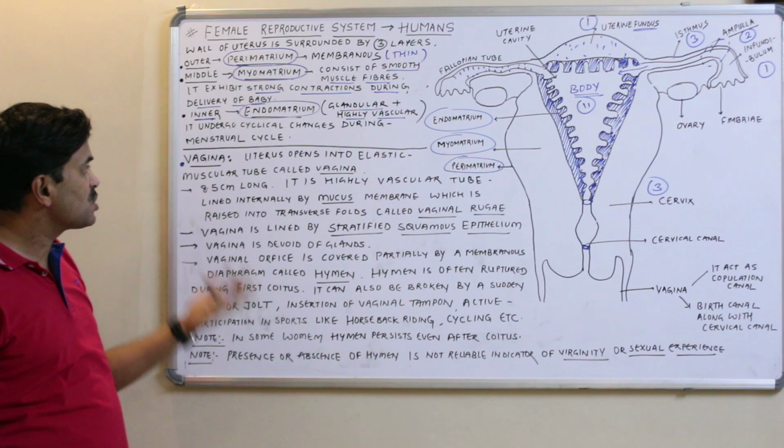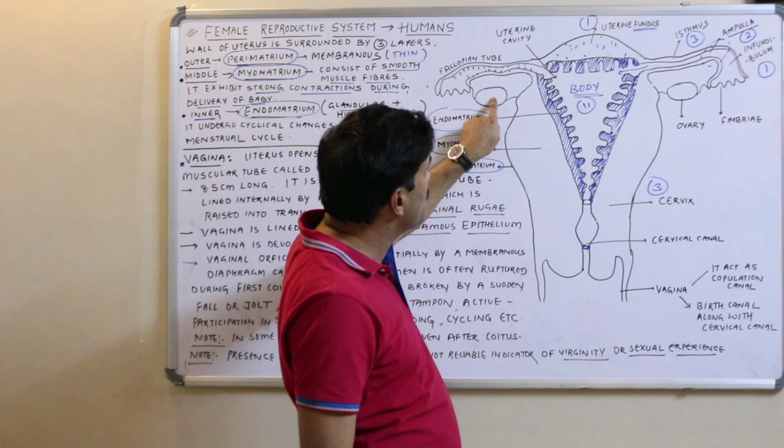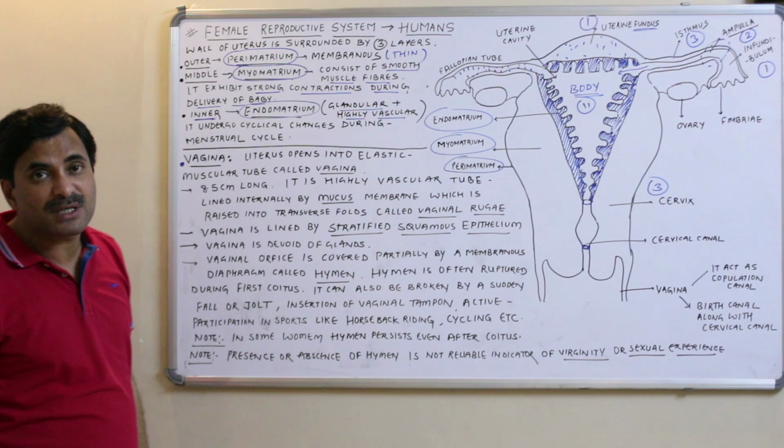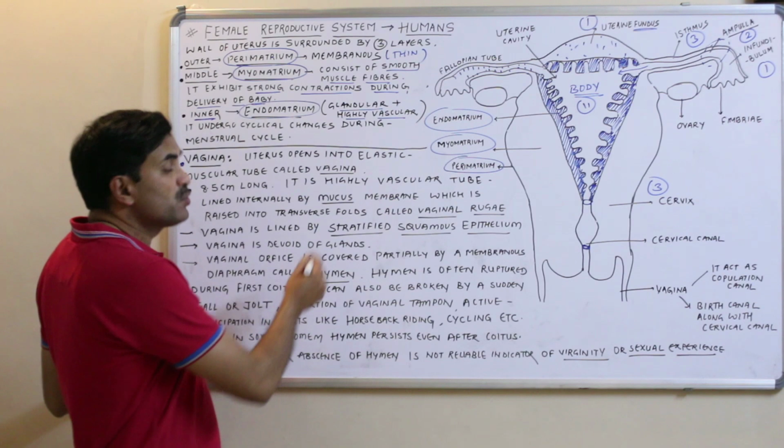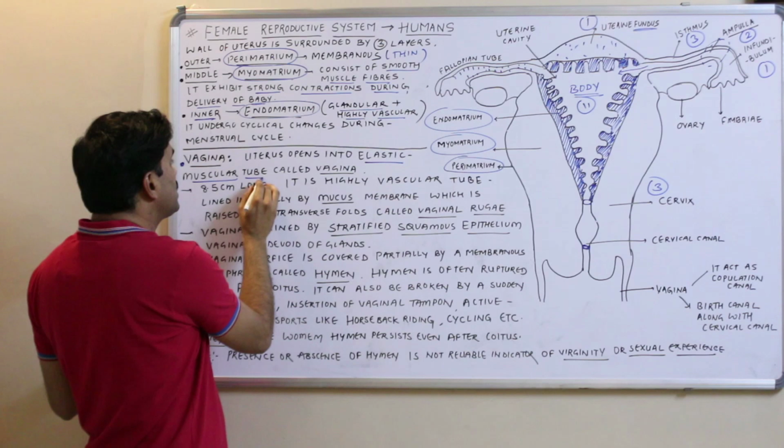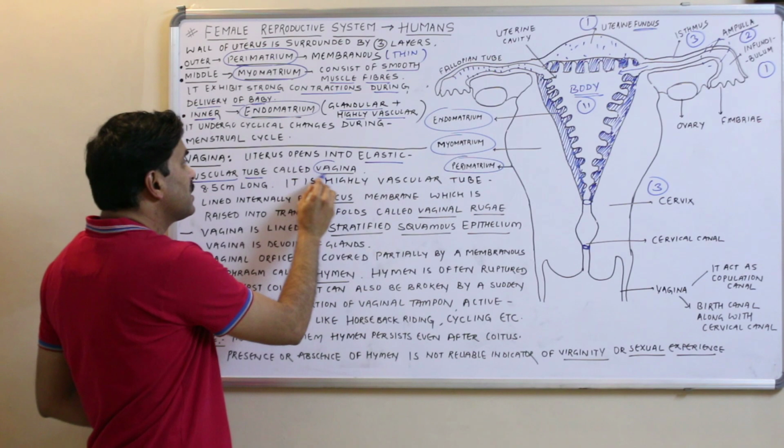Now coming to the last part of the female reproductive system. We have discussed the ovary, the oviduct, and the uterus. Now coming to the last part, that is known as the vagina. Very, very important one. The uterus, as we know very well, opens into an elastic, or we can say fibromuscular tube. It opens into an elastic muscular tube, and that muscular tube is called the vagina.